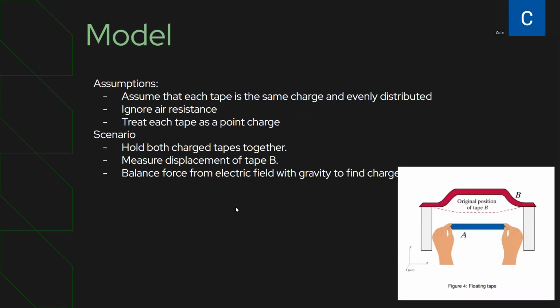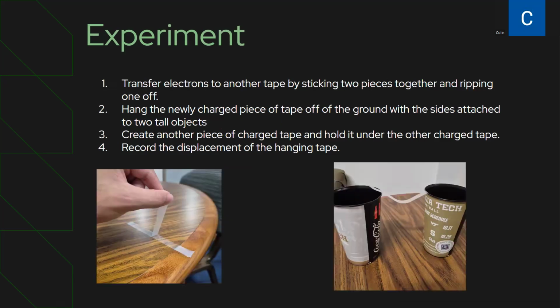And the model is based on the assumptions that each tape has the same charge, evenly distributed. We ignore all air resistance and treat each tape as a point charge. And the scenario here is that we hold both charged tapes together, measure the displacement of tape B as you bring tape A closer to it, and then balance the force from the electric field with gravity to find the charge of the single piece of tape.